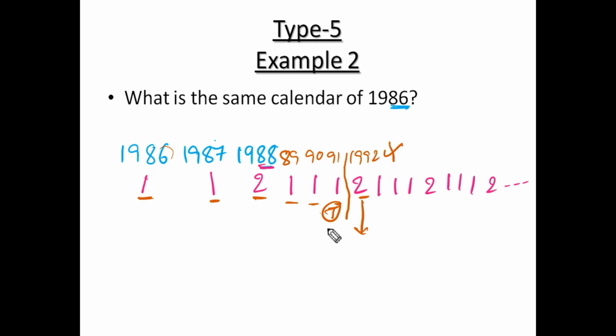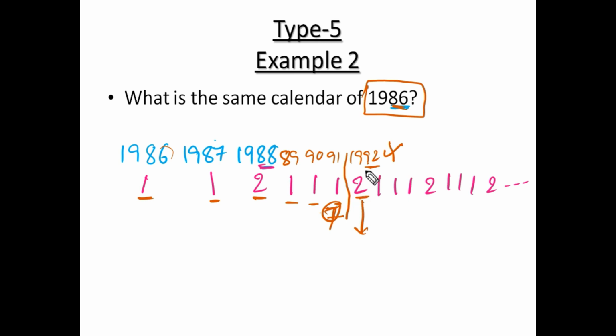No, it is not the right answer, because is 1986 a leap year or a non-leap year? Non-leap year. But how can we say a leap year calendar and a non-leap year calendar match each other? 1986 has no February 29, but 1992 does. Yes. So even though the multiple of 7 is matching here, we should not stop, because we got a leap year, but we need a non-leap year.